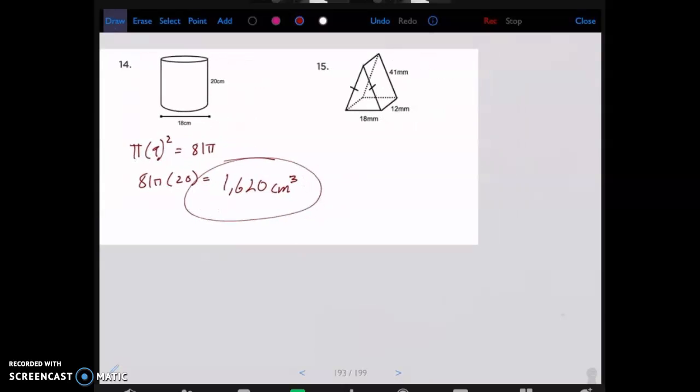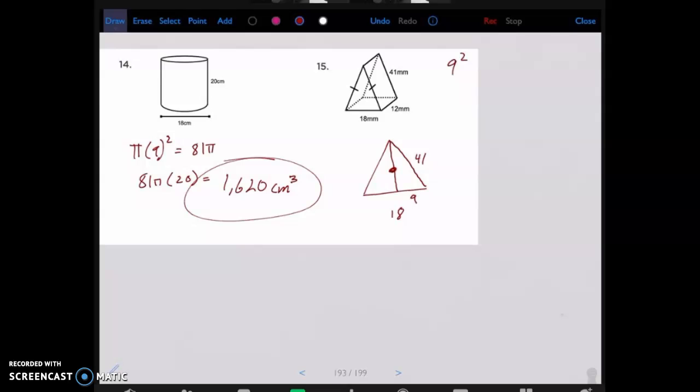For 15, again, everyone's going to mess up. We already did this, but we can do it again. Everyone's going to mess up and say the base is a rectangle. It's not. It's a triangle. Area of the base, to find it, you have to find the true height, or the altitude of the base. So we know this is 90. This is 41. We can do 9 squared.